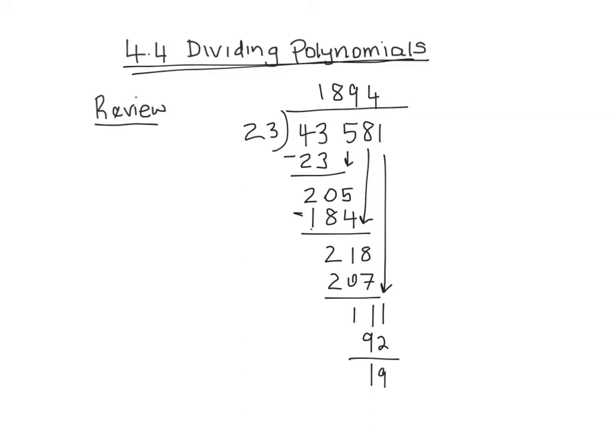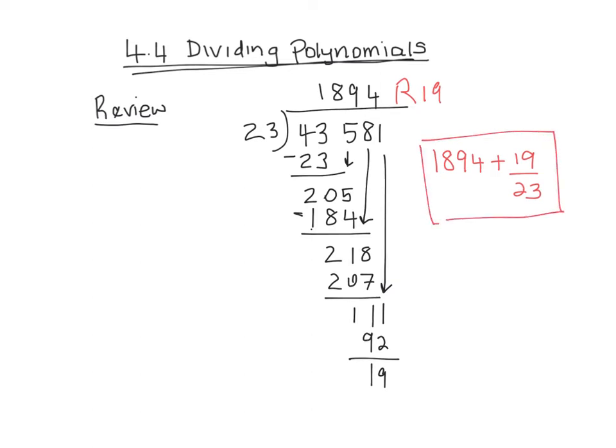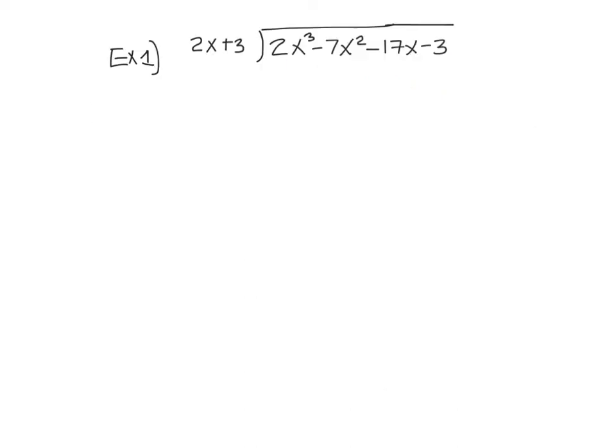So when I get this one, remember there are several ways of writing it. I could write here remainder 19, or I could just do 1894 plus 19 over 23. So many ways of writing it. I could also write it as a decimal, but for right now, I'll stick to that. And now, let's move on. So how can I apply the same concept to divide polynomials?